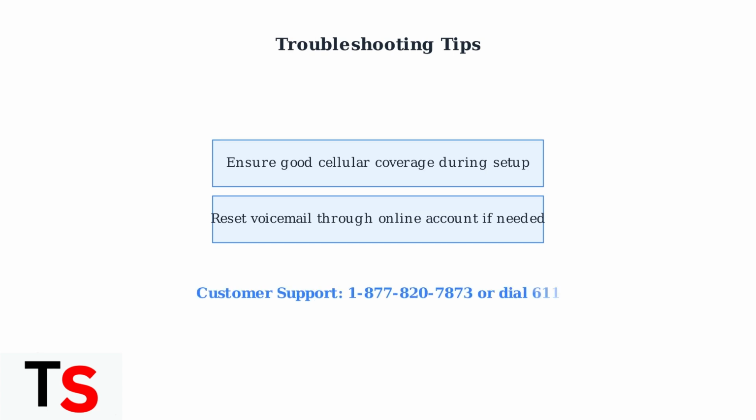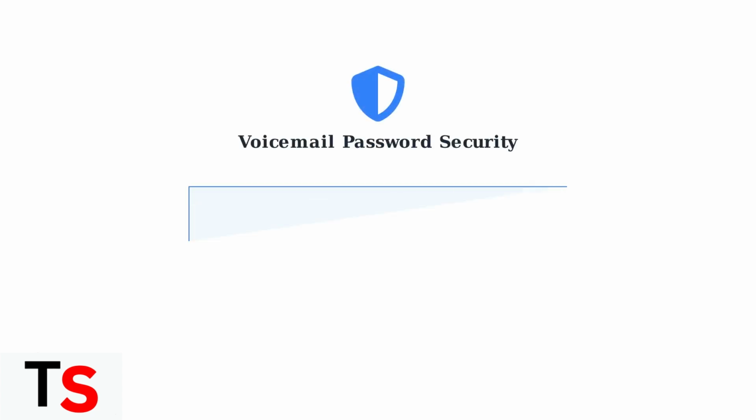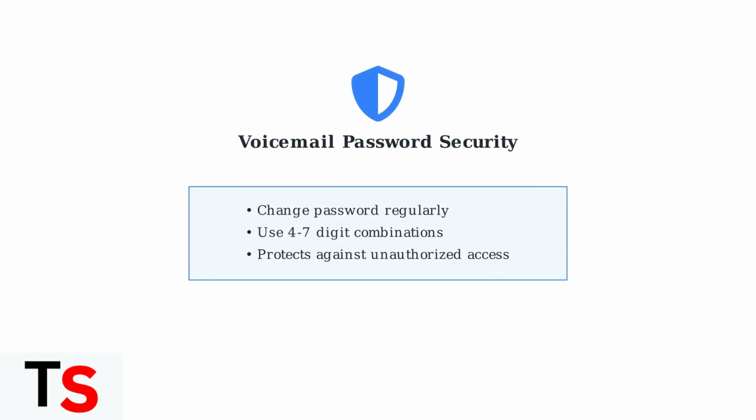For additional help, contact PureTalk customer support at 1-877-820-7873 or simply dial 611 from your PureTalk phone. Password security is crucial for protecting your PureTalk voicemail from unauthorized access.